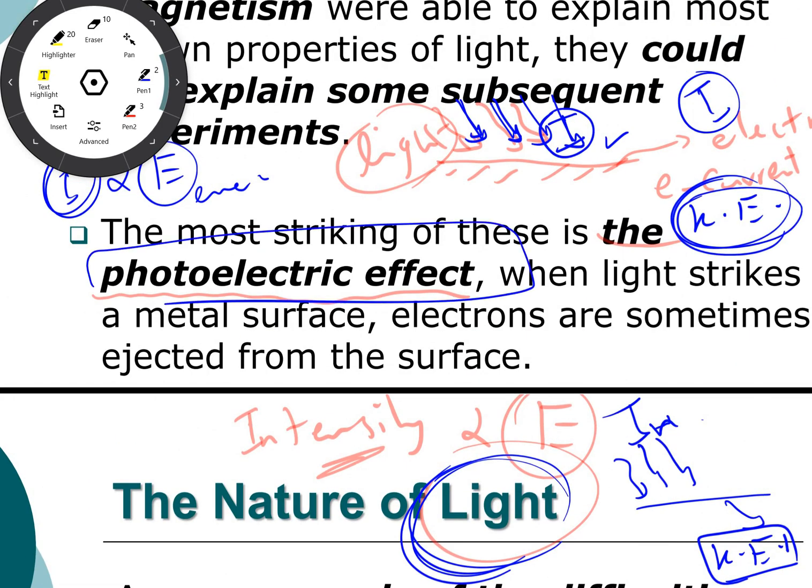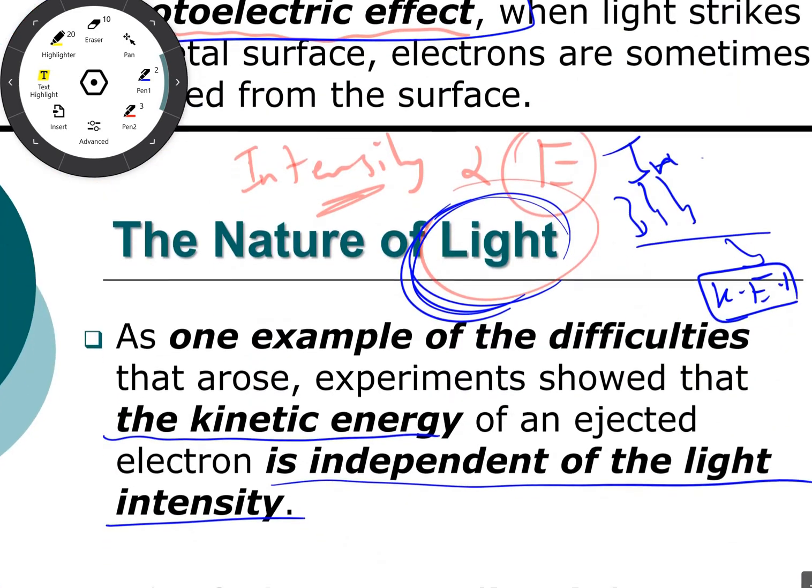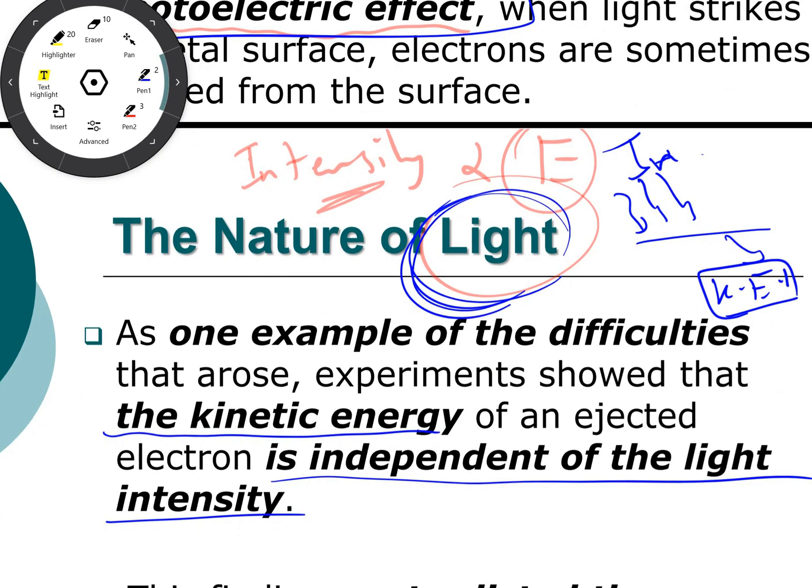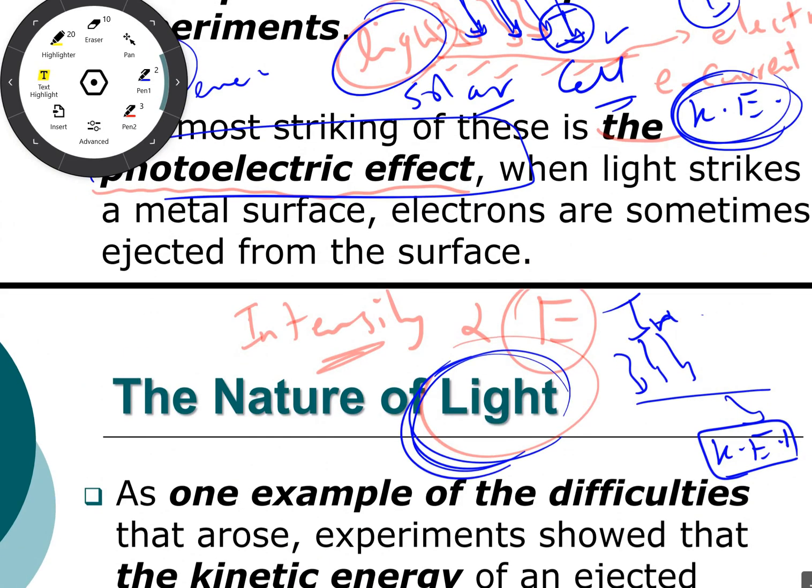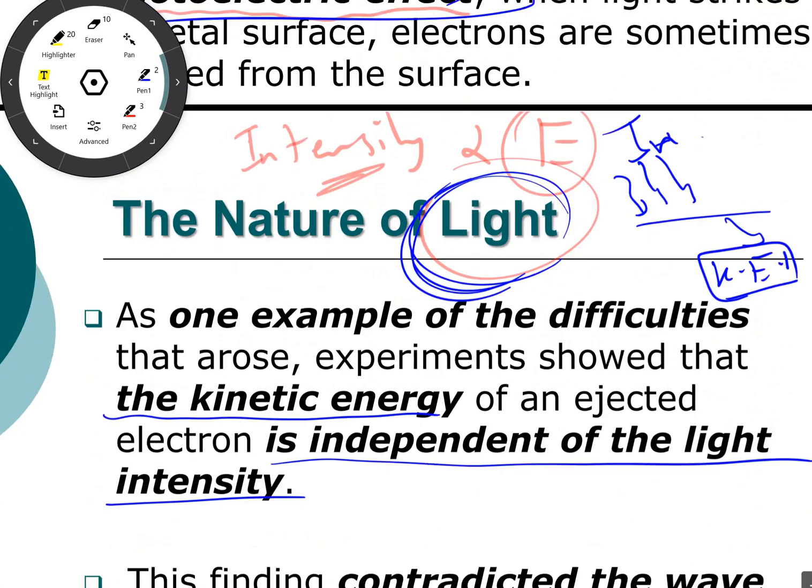So the photoelectric effect is used in different applications like solar cells. So a solar cell can produce electricity from light. So we can use it to convert light into electricity. But if we assume that the light is a wave, we can't explain the experimental results of photoelectric effect.